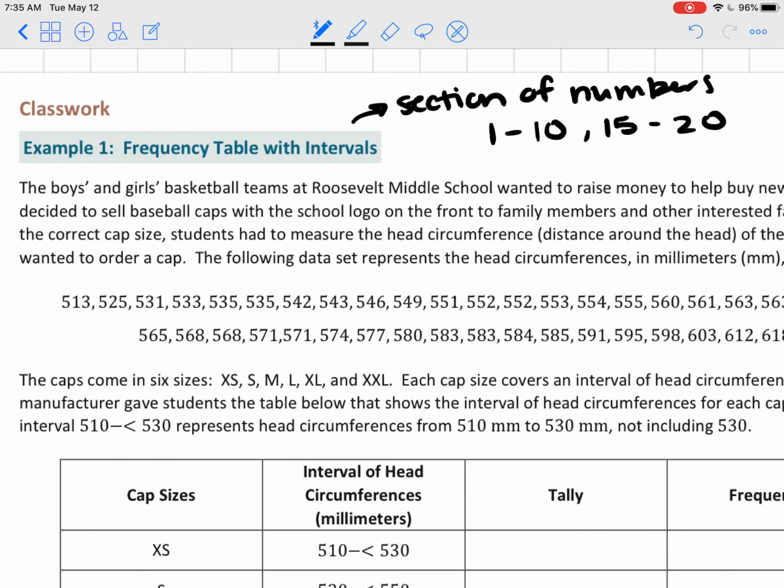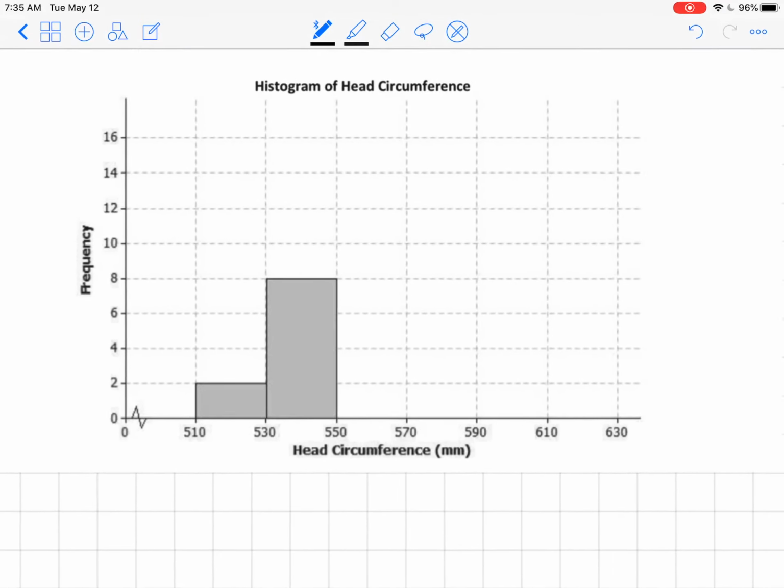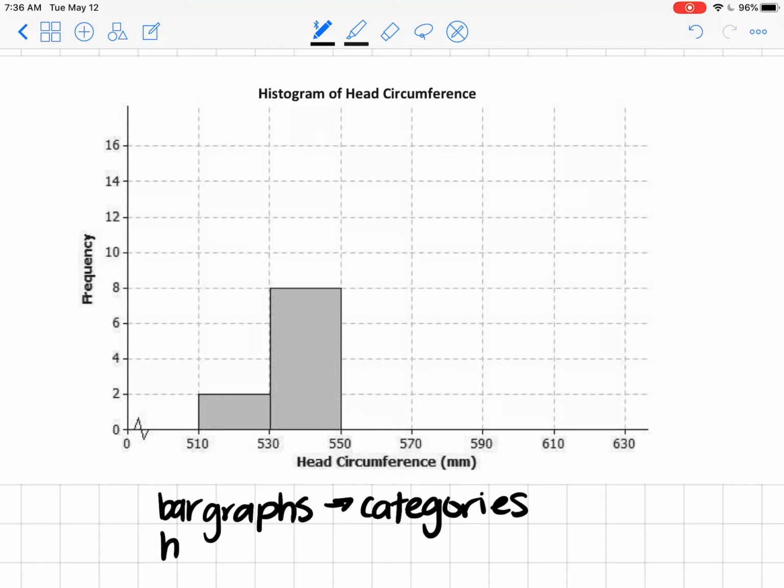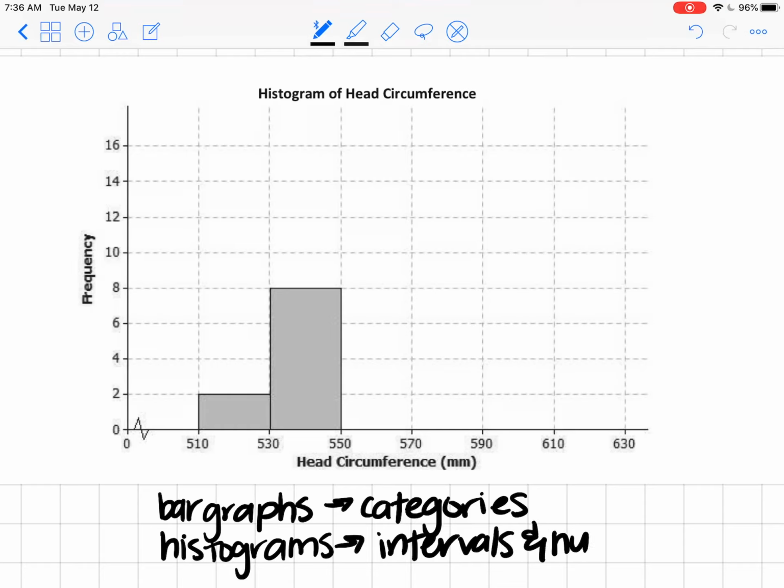You're going to think that a histogram is the same thing as a bar graph. Histograms and bar graphs are related, but they are not the same thing. While on the x-axis, bar graphs have categories such as favorite color, favorite animal, favorite food, favorite ice cream flavor. Histograms have those intervals on the bottom, so they have numbers on that x-axis instead of categories. So let's take a look at this example 1 and show how we can make this frequency table and then relate it into a histogram.